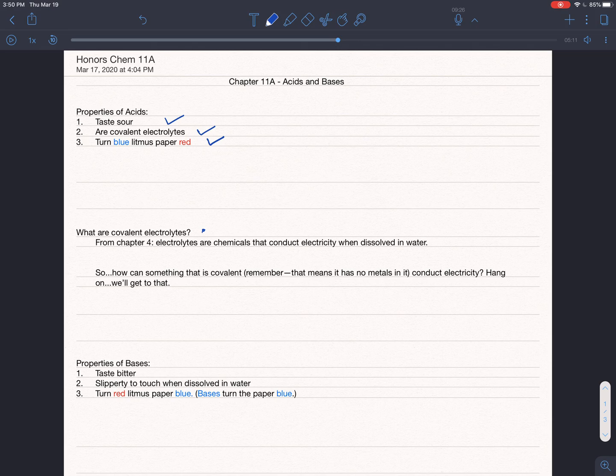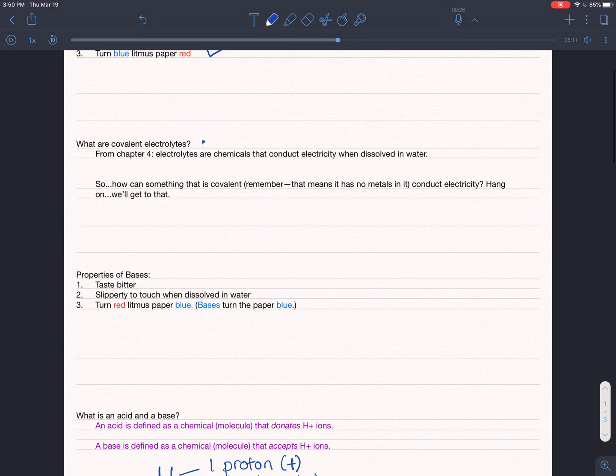So let's go back up here a minute, and we're talking about the reality that acids are covalent electrolytes. We're going to learn more about that in just a minute, but I want you to understand we're talking about the fact that a covalent compound has some ability to conduct electricity when dissolved in water. We're going to learn in just a minute why that is, but just tuck that idea away for now. All right, let's jump down now and look at some properties of bases.